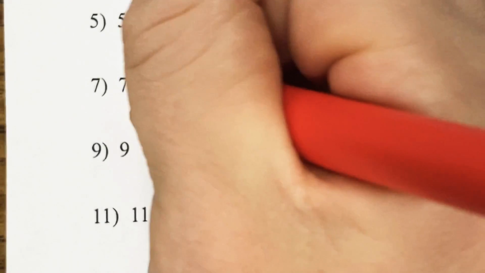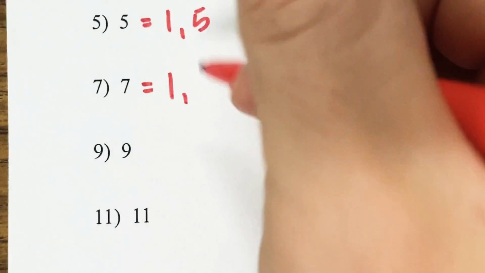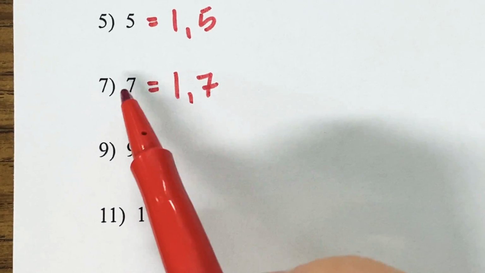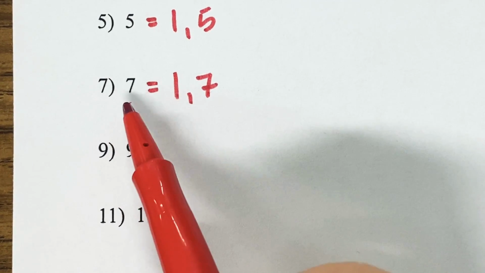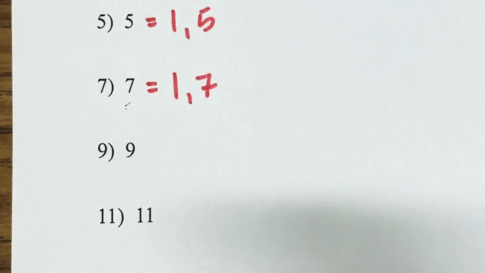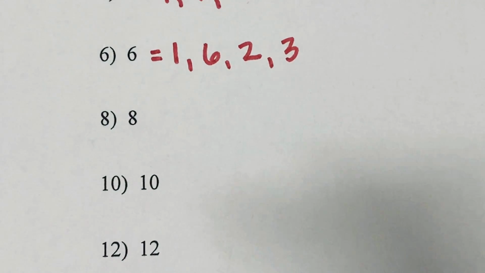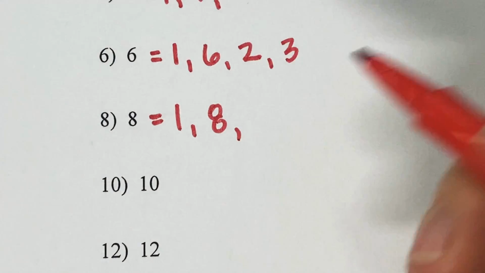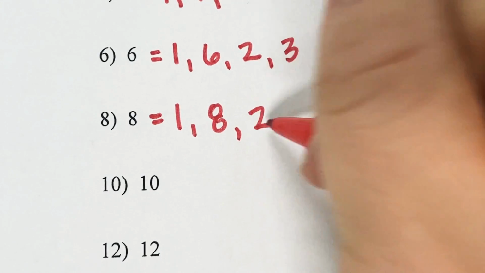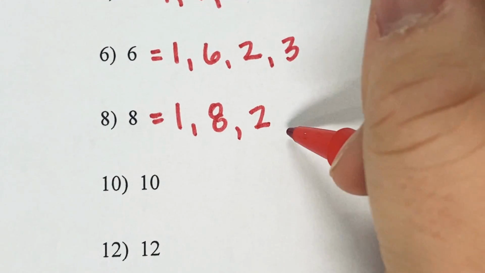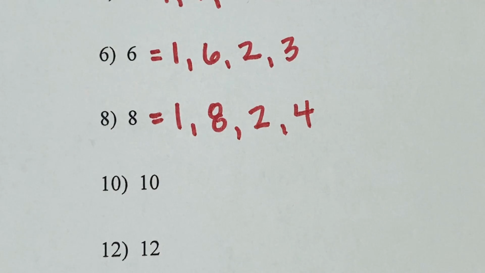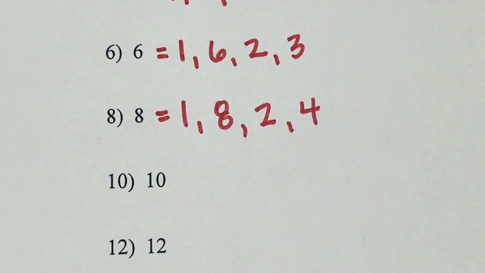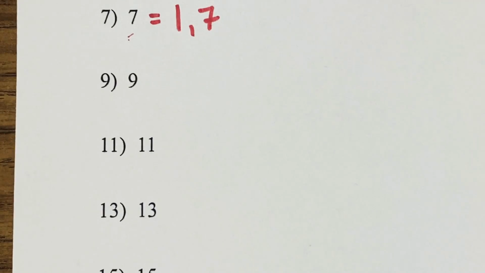Okay, what about 7? 1 times 7 will give me 7. 2, I can't divide. 3, no. 4, no. 5, no. 6, no. 7, we already have. Okay, so we're done. 8. 1 and 8. Okay, it's even. I can divide it by 2. 2 times what gives me 8? 2 times 4. 3, no. 4, yes, we already got that. Okay, so we're done. Okay, what about 9?